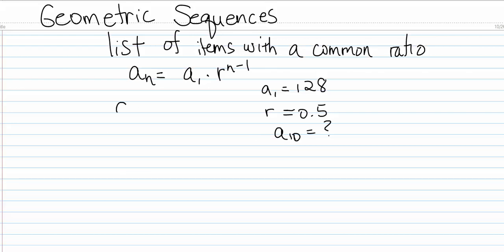Okay, so we're not going out very far, but with the halves, I know that you don't always like to multiply by halves. So 128 is the first number. The common ratio is 1/2. And we want to go out to the 10 minus 1 power. Well, 10 minus 1 is 9. So we need to multiply 0.5 together 9 times.